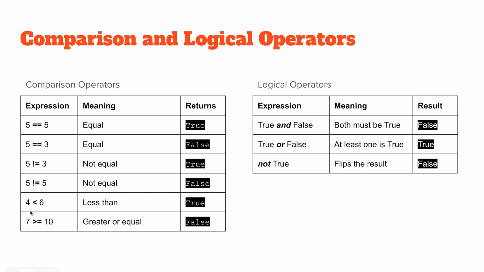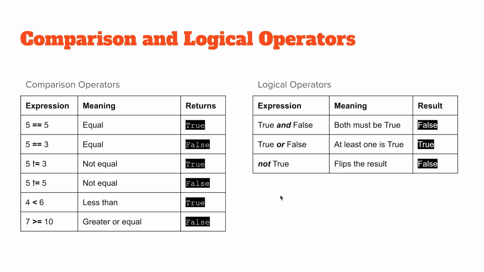And here, similarly, 4 is actually less than 6, so this one is true. On the other hand, 7 is actually less than 10, not greater or equal to 10, so it's false.